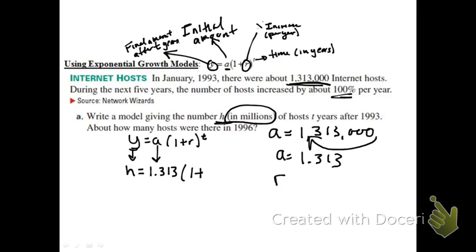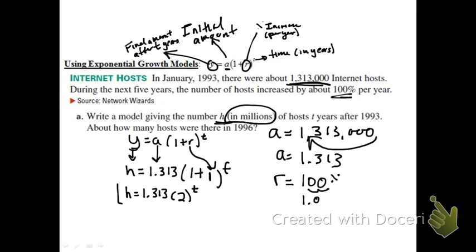Now r, we don't want to write as a percent, actually we want to write it as a decimal. So 100% as a decimal, you guys know, is just 1. So in this case, r is going to be 1, not 100. And it would be to the t power. So if we clean this up a little bit, we're going to have h is 1.313 times 2 to the t power. We just answered the first part of this question. That's our model that gives the number of hosts in millions after t years after 1993.